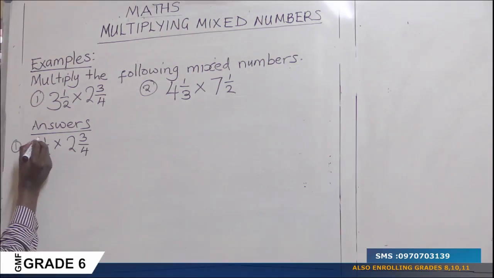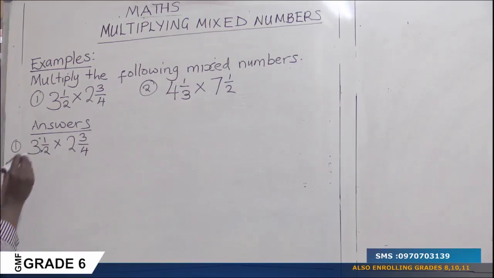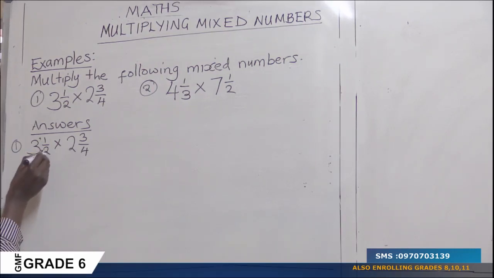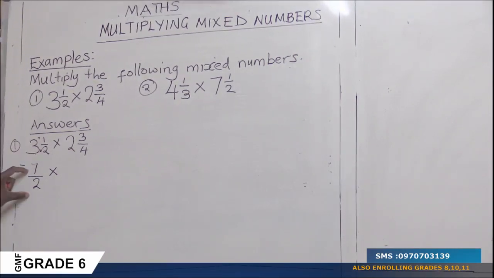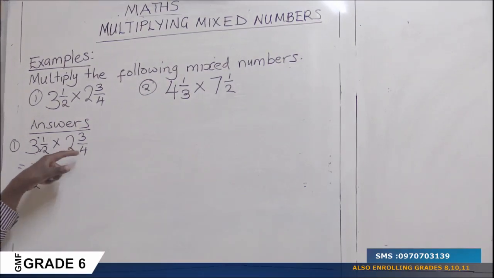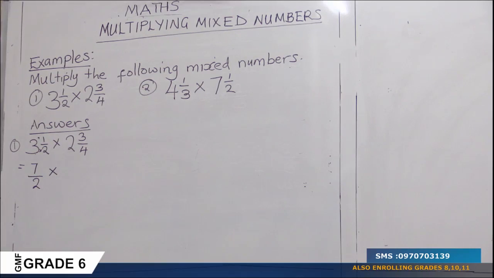When you find 6, you add it together with this one. So 2 times 3 is 6, plus 1, gives us 7. So you write 7/2. You get this 2, you write it down there. From there, you put the multiplication sign. Just the way we have changed this number into an improper fraction is the same method we are going to use to change that number into an improper fraction.